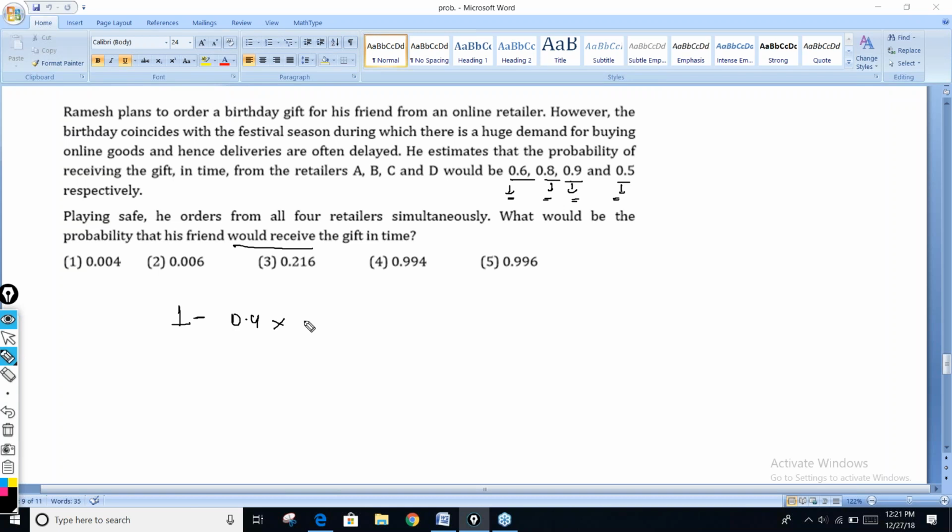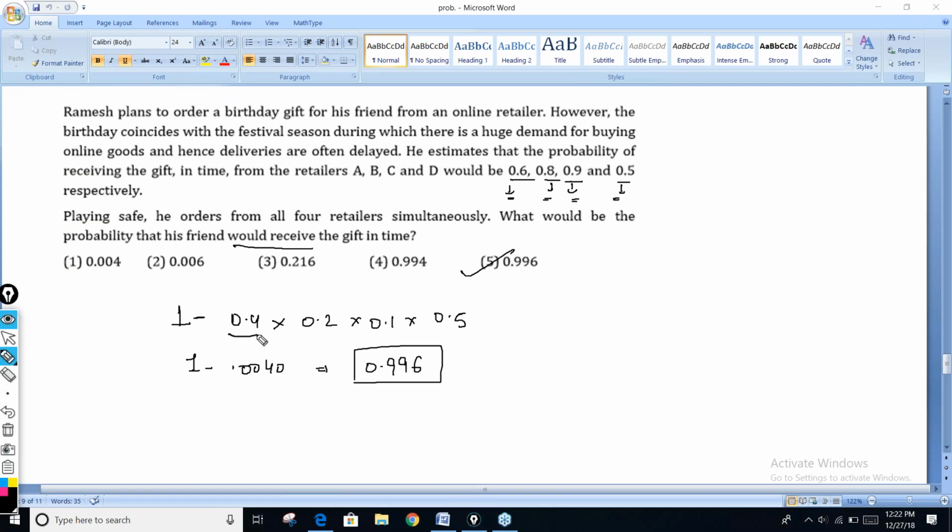He will not receive the gift from here is 0.2. He will not receive the gift from here is 0.1. And he will not receive the gift from here, it is 0.5. So if I subtract this multiplication, what I'll get? 4 into 2 is 8, 8 into 5 is 40, and there are 4 decimals. So I'll put two zeros against it to make it 4 decimals. So 1 minus 0.004 comes out to be 0.996. So that is the answer, that he will receive the product on time from at least one of the retailers.